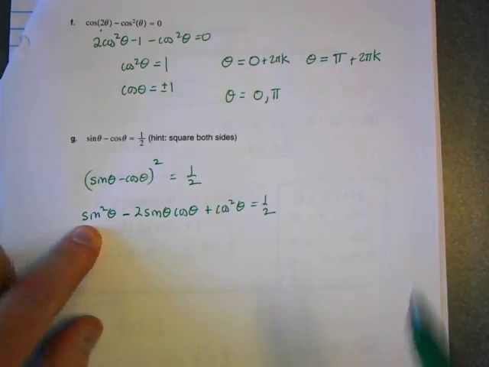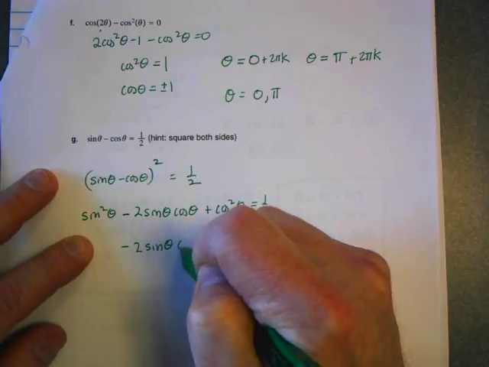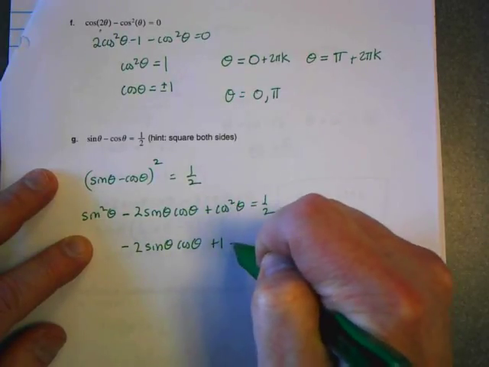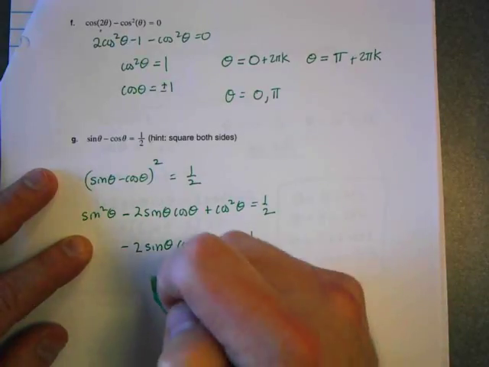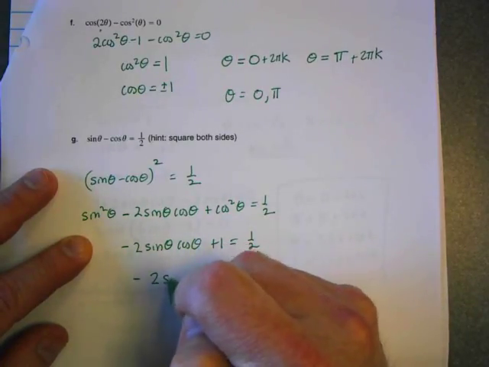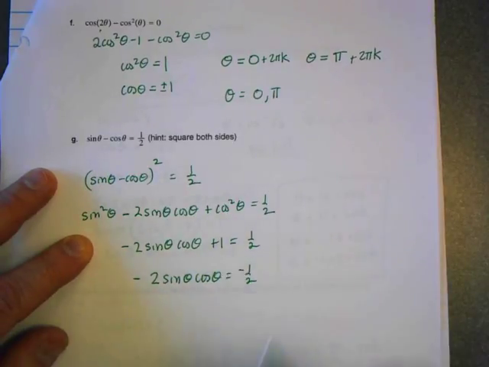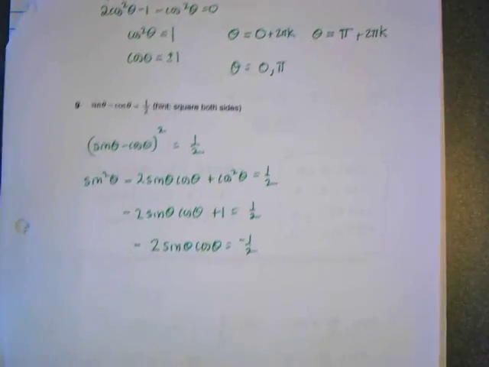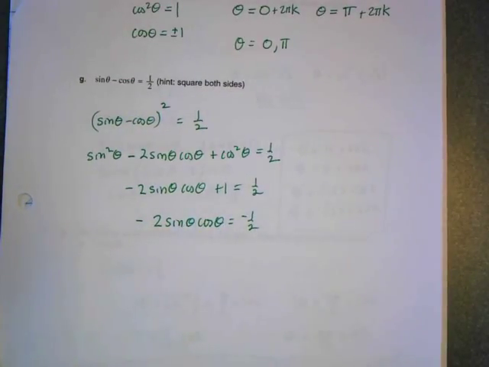I can put those together. So this is minus 2 sine theta cosine theta plus 1 equals 1/2. I'm going to subtract that 1 to the other side. So minus 2 sine theta cosine theta equals minus 1/2. But I still have a problem. I still have a sine and a cosine.